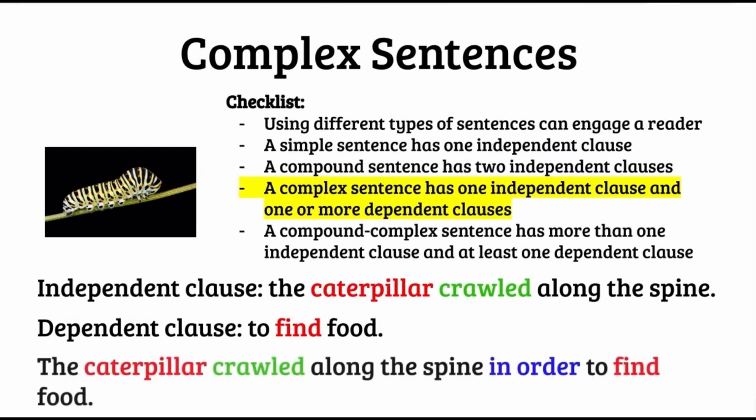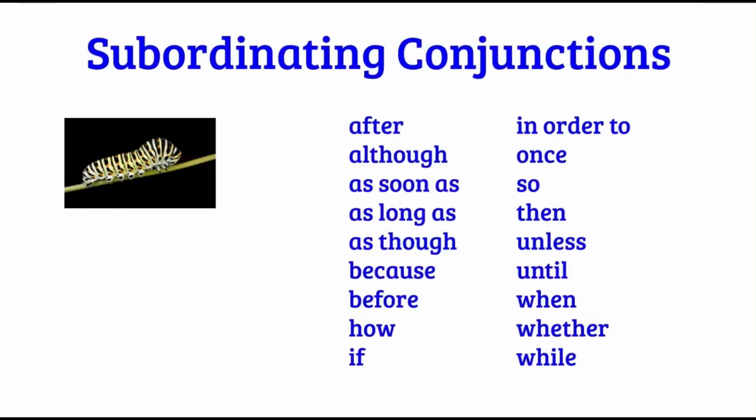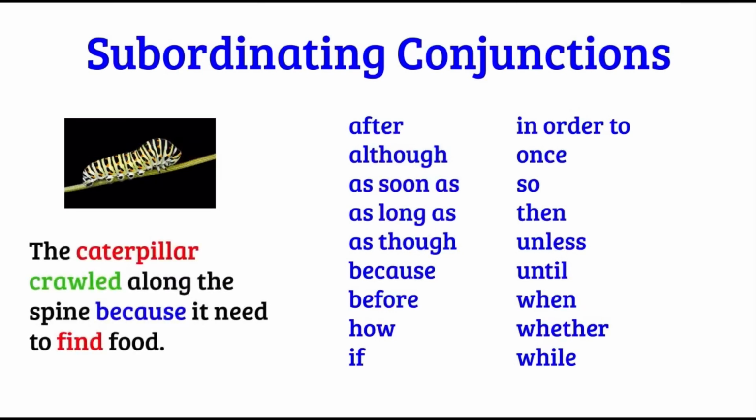I need to add it on by using another conjunction. It's a different type of conjunction this time. The caterpillar crawled along the spine in order to find food. This was a subordinating conjunction. That's where you put an independent clause, which could be completely a sentence on its own, and you add another clause on. So you rely on this conjunction to glue your sentence together. Here is another example using because. The caterpillar crawled along the spine because it needed to find food. With a subordinating conjunction, when you're putting an independent clause and a dependent clause together, you don't need to use a comma.